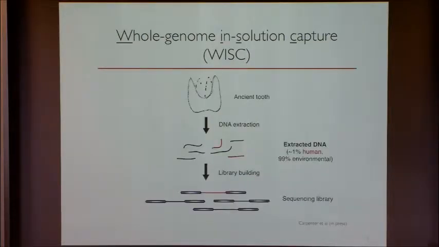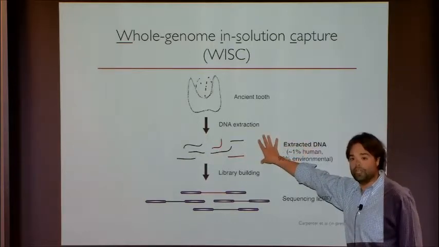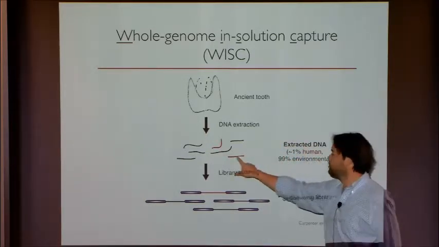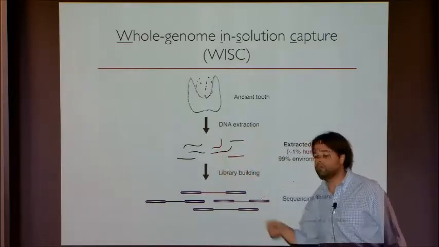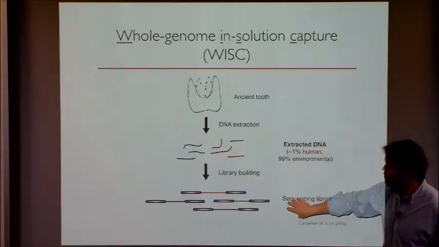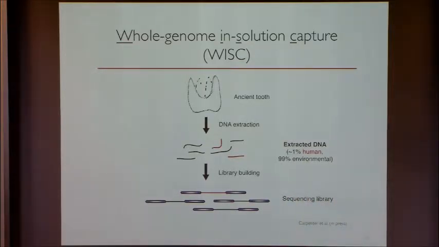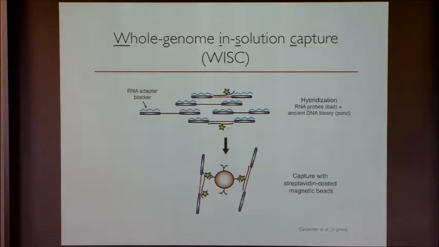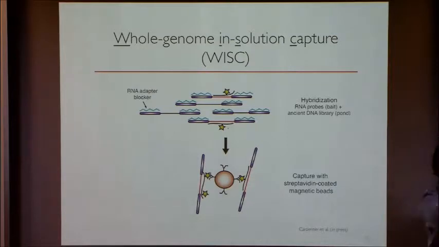Okay? So the other part works in exactly the same way that ancient DNA normally works. You take your ancient tooth, you do your DNA extraction. In our case, the red bits here are the human DNA. The black bits here are the environmental DNA. You make your sequencing library in the traditional way, and then you capture the library. And this is all in the paper. This is the way you would normally capture, and then you pull them out the way you normally do capture using these streptavidin beads. Okay? That's all the molecular biology we're going to do today.